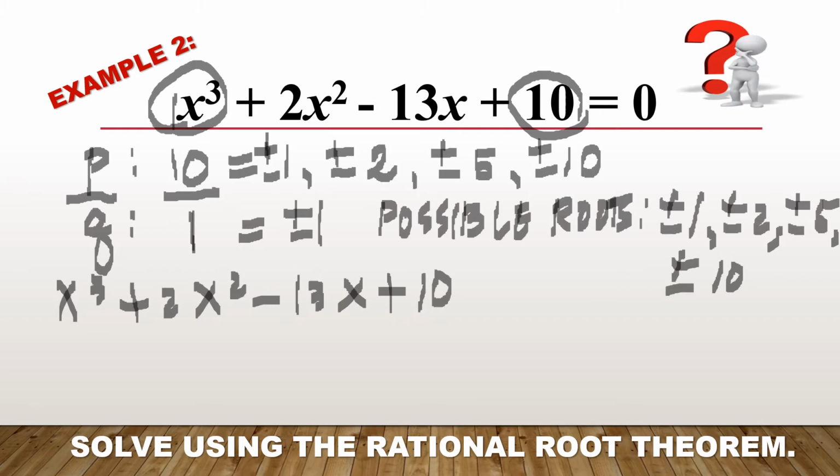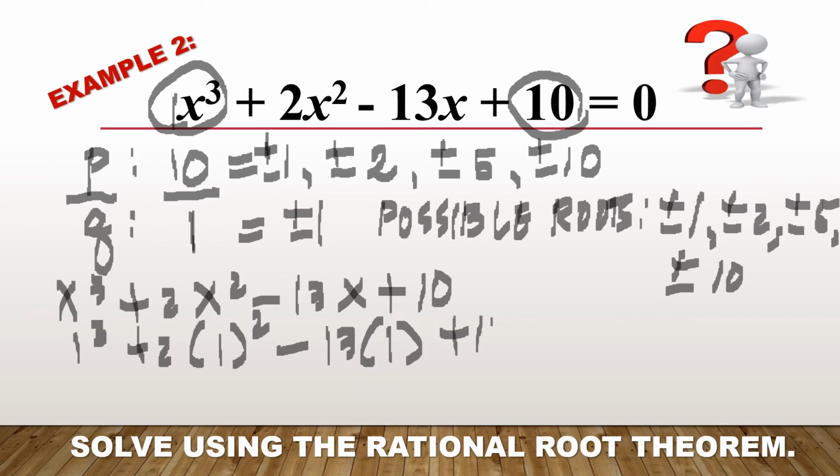So using 1, this will become 1 cubed plus 2 times 1 squared minus 13 times 1 plus 10. So if this will become 0, then positive 1 is a root or a factor of the given. So let's see. 1 cubed plus 2 times 1 squared. So this will be 1 plus 2, that's 3, minus 13, that's -10, plus 10, 0. So it's 0 here, so therefore, 1 is a factor.